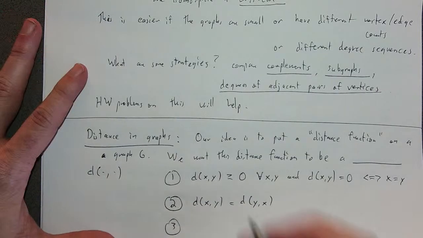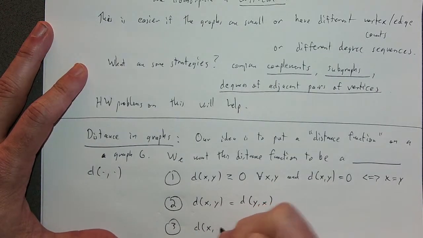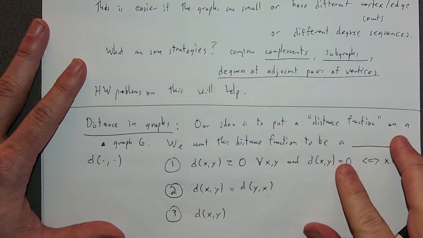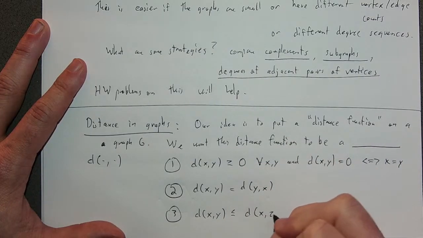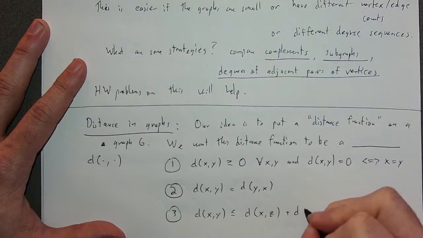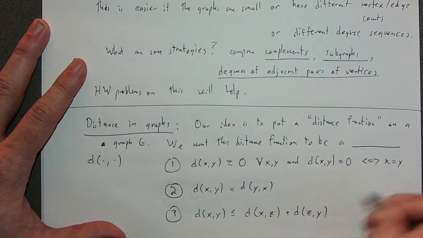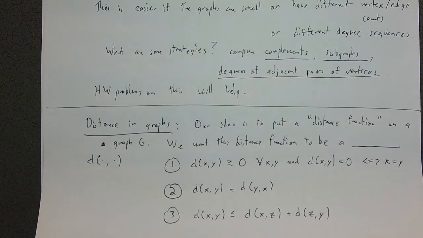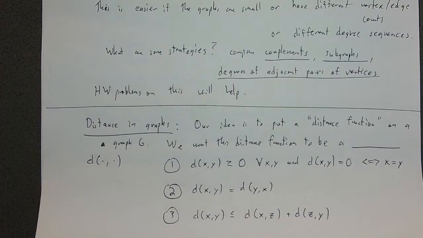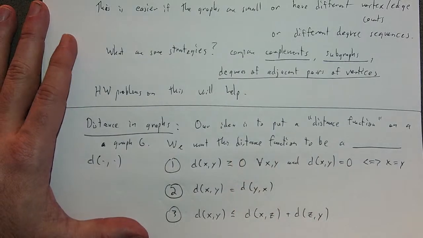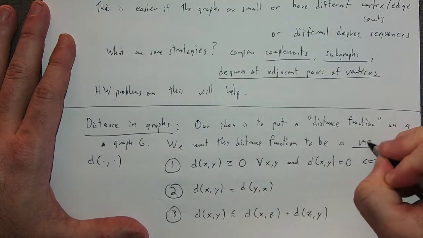And lastly, the distance between x and y should always be less than or equal to the distance between x and some other point, plus the distance between that other point and y. So it should always be closer to go directly from x to y rather than going from x to z and then from z to y. What's that called? What did I just write? This distance function, of course, is a metric.